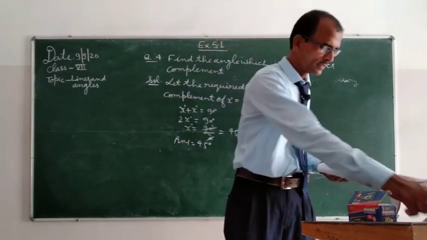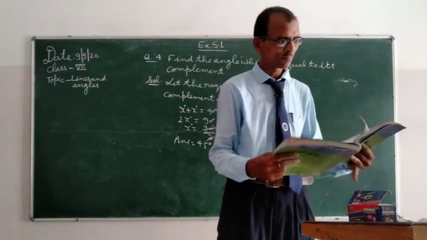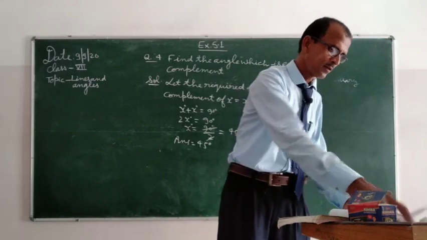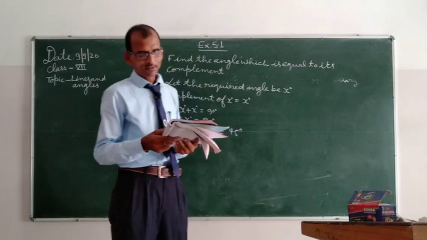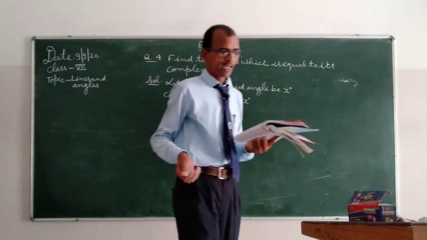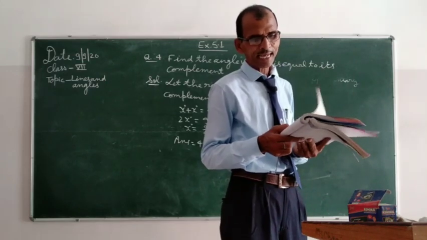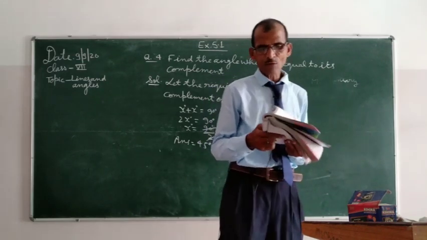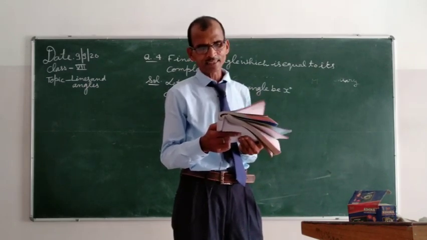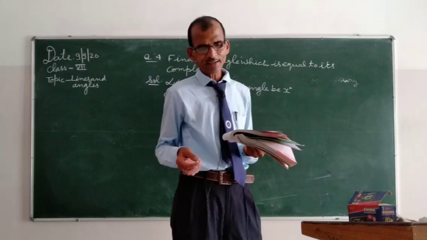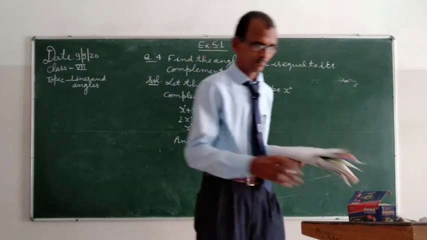Now we move to the next question, question number 6. Question number 6 is: find the angle. In the given figure, angle 1 and angle 2 are supplementary angles. If angle 1 is decreased, what changes should take place in angle 2 so that both the angles still remain supplementary?